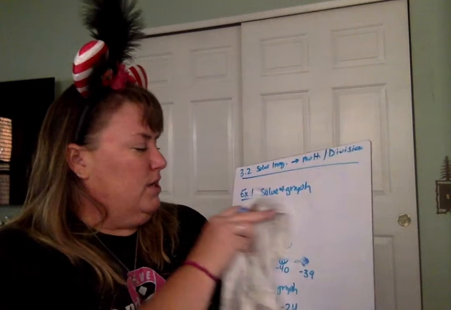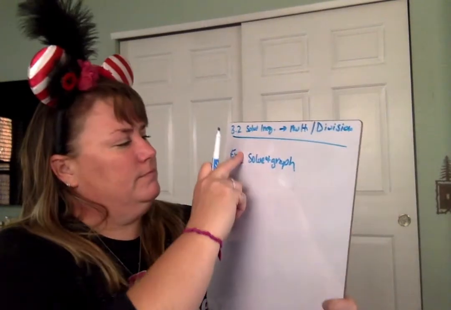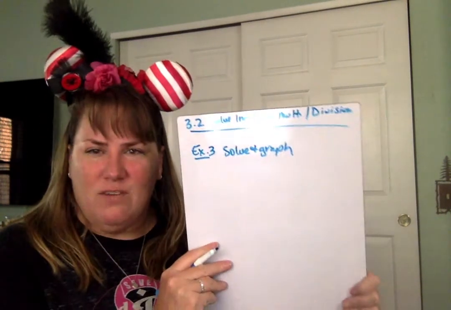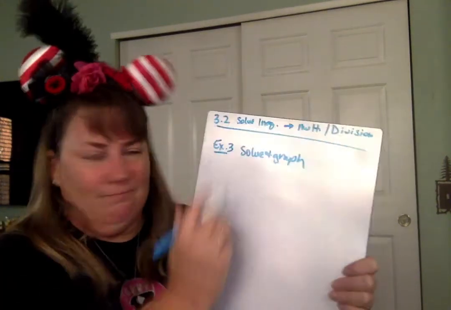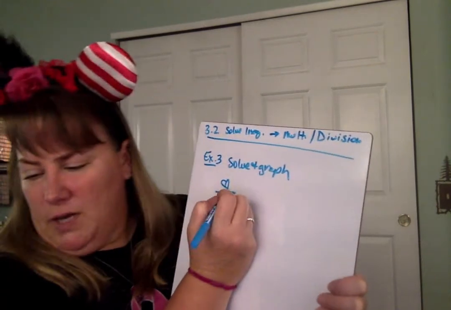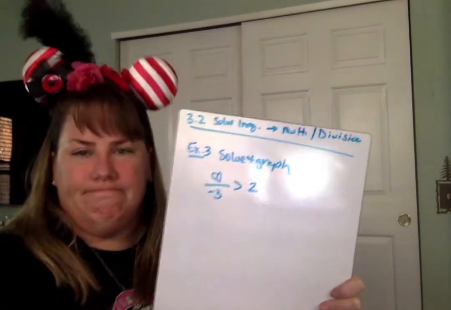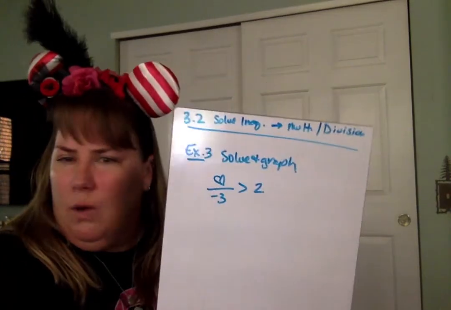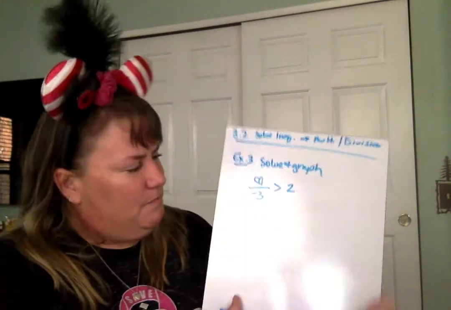Moving on to example 3, which, big surprise, directions are still solve and graph. So all I'm doing is I'm changing this. Solve and graph, example 3. Wait till you see this one. Okay, here we go. Heart divided by negative 3 is greater than 2. Some of you guys might be like, why didn't you do that problem with example 1? You're about to find out.